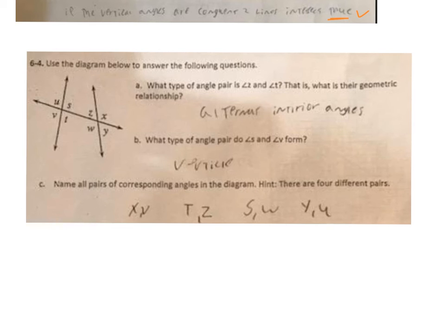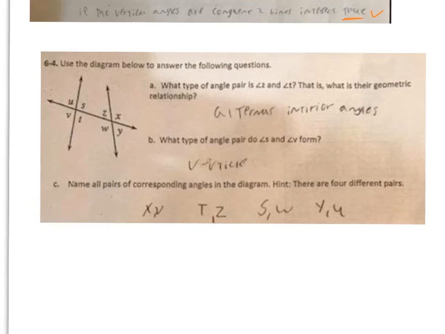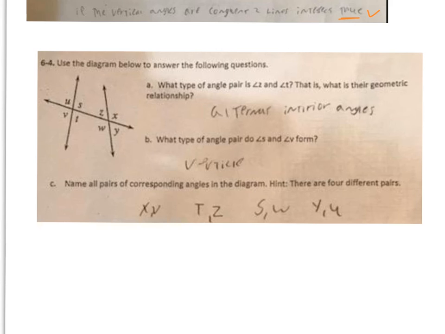Name all the pairs that correspond, so we said X and V. Ooh, X and V will not correspond. So corresponding, oops, sorry about that, let me get the pen here. Corresponding angles are going to be angles that are on the same side of that transversal line. So a pair of corresponding angles would be T and Y. Those would be examples of corresponding. So they're on the same side of that transversal line.